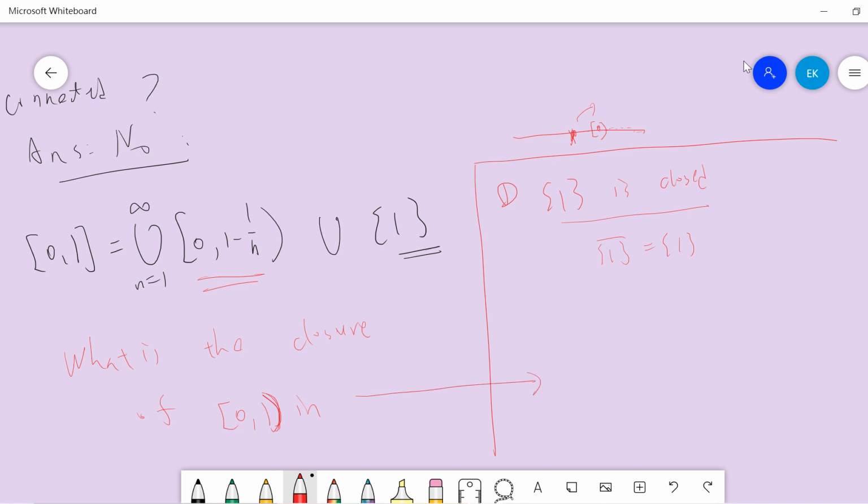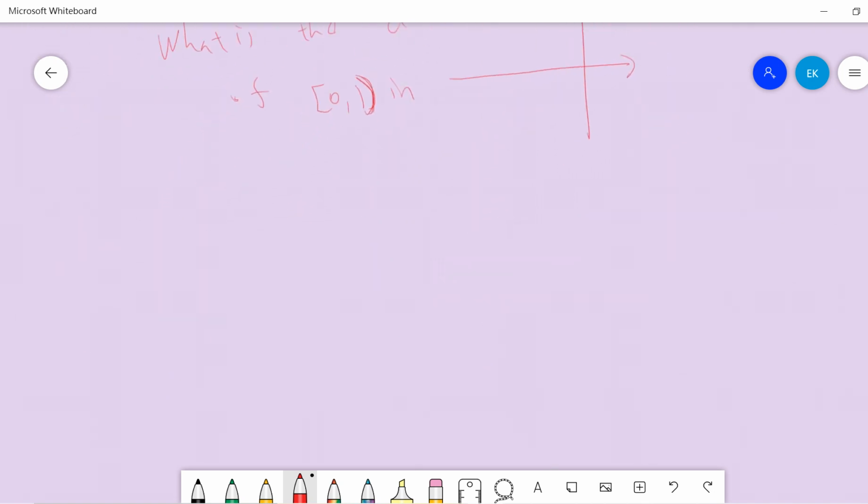An important fact is that in the usual topology, you take the limit points, so the half interval [0, 1) would have closure the closed interval [0, 1]. But in this type of topology, [0, 1) is open. But actually [0, 1) is also closed. So I claim [0, 1) is both open and closed in this strange topology.